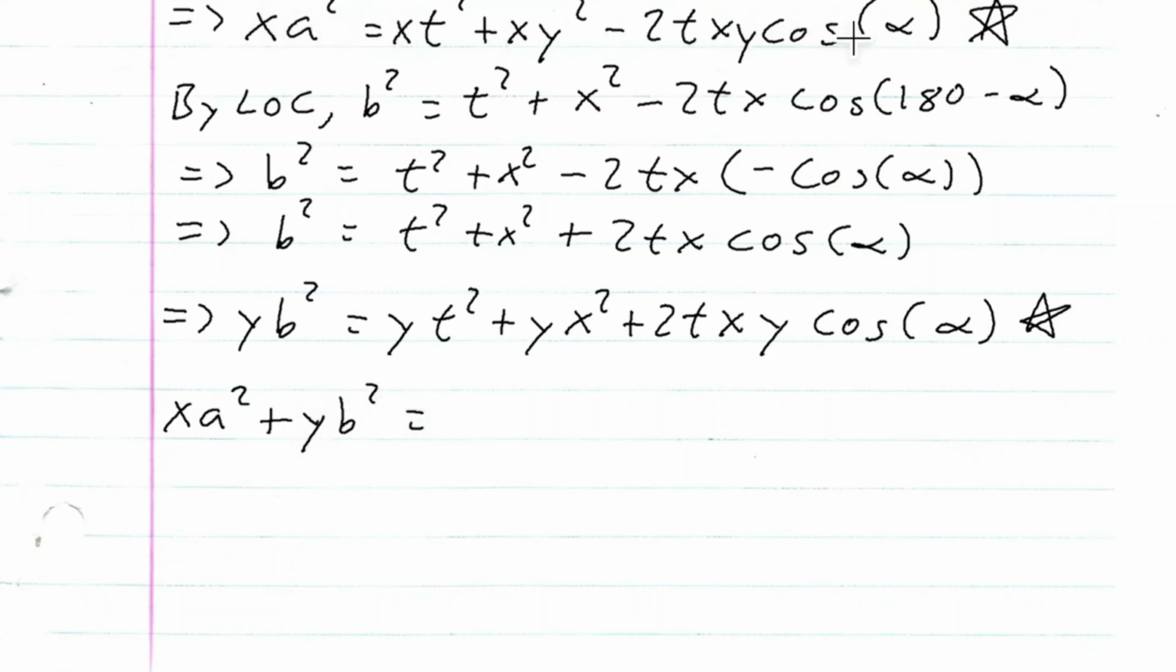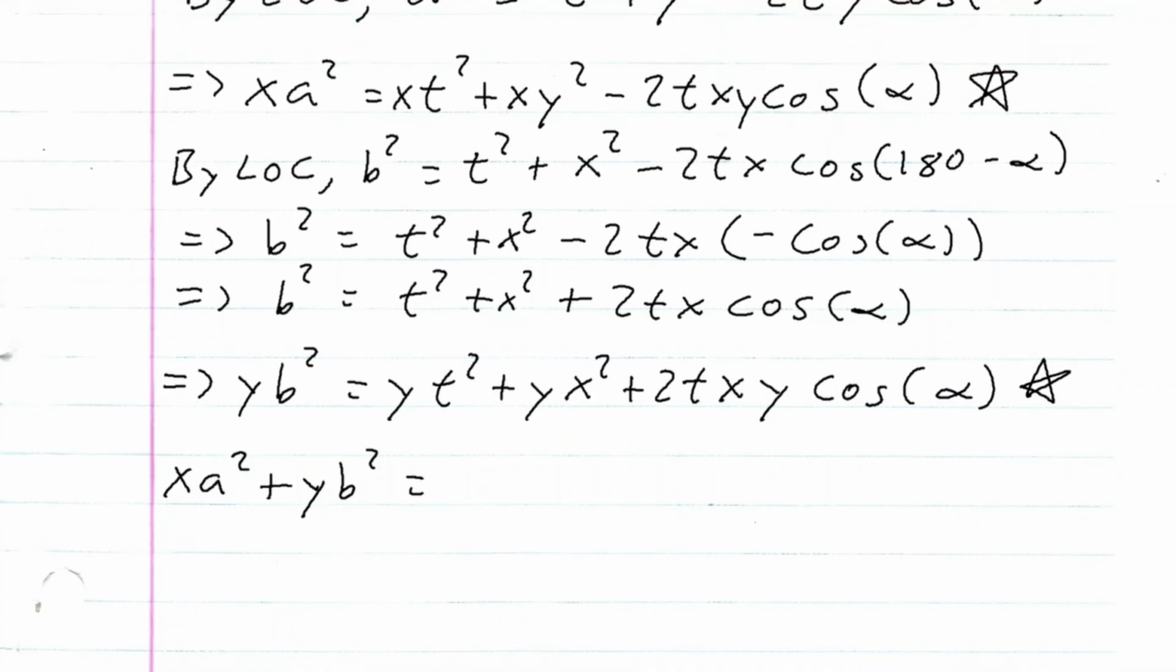So here's my xa squared up here. Let me scoot it up a little bit. So xa squared plus yb squared is going to be xt squared plus yt squared plus xy squared plus yx squared. And notice what happens. This is negative 2txy cosine alpha, and this is positive 2txy cosine alpha. So adding these two together gives us 0. So it just goes away, and this is what we're left with for xa squared plus yb squared.